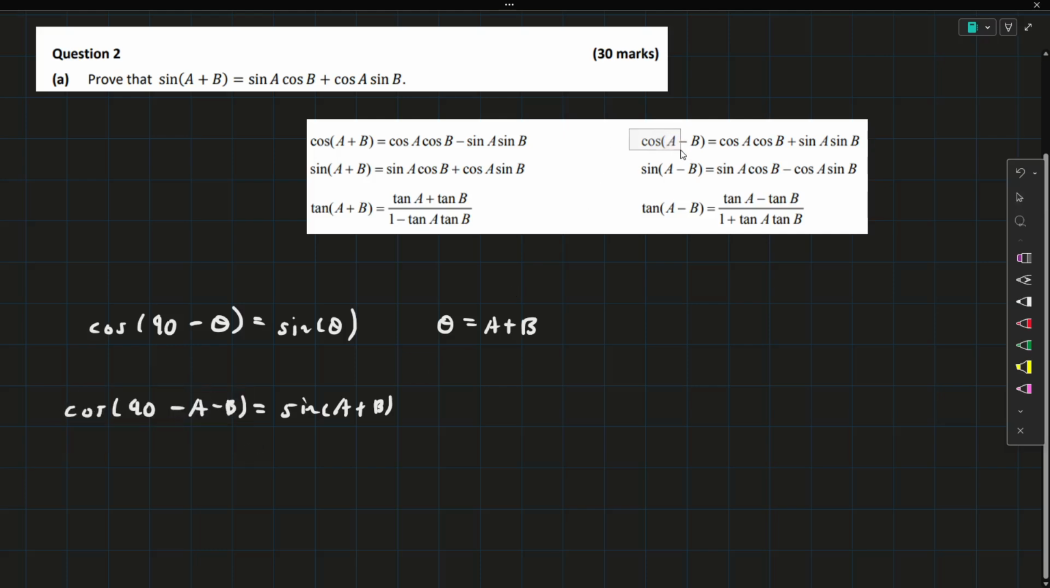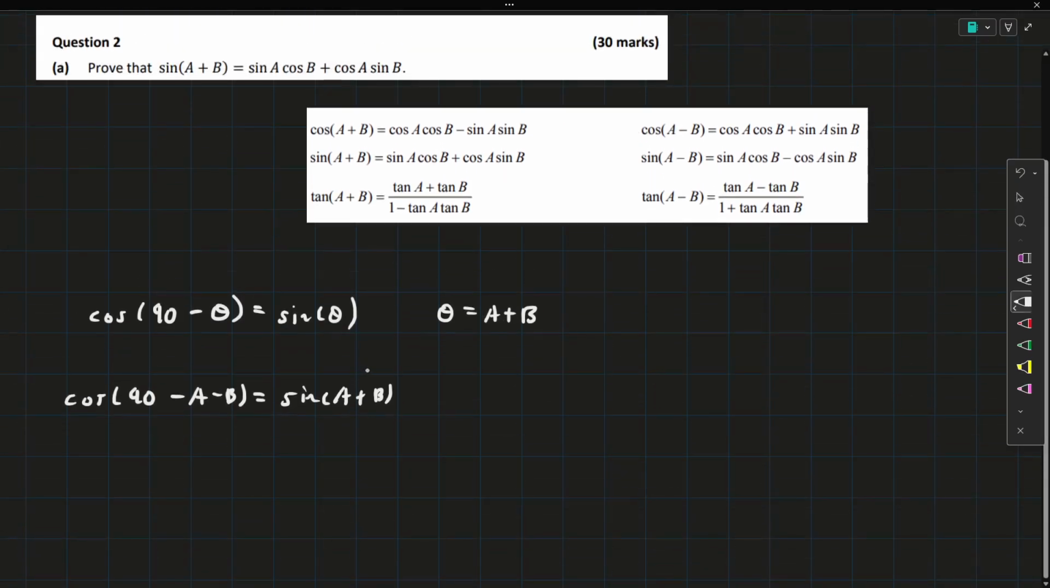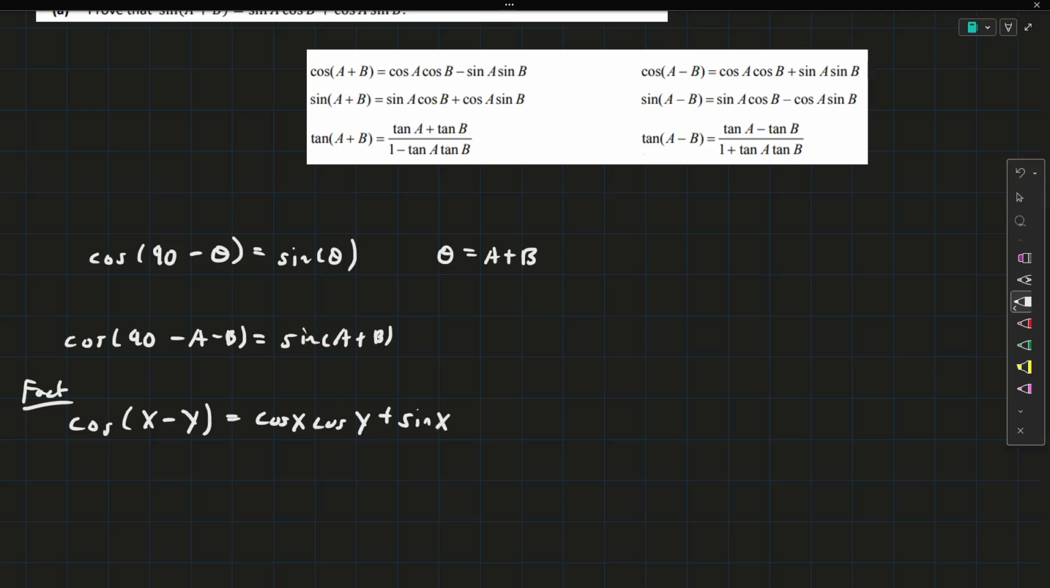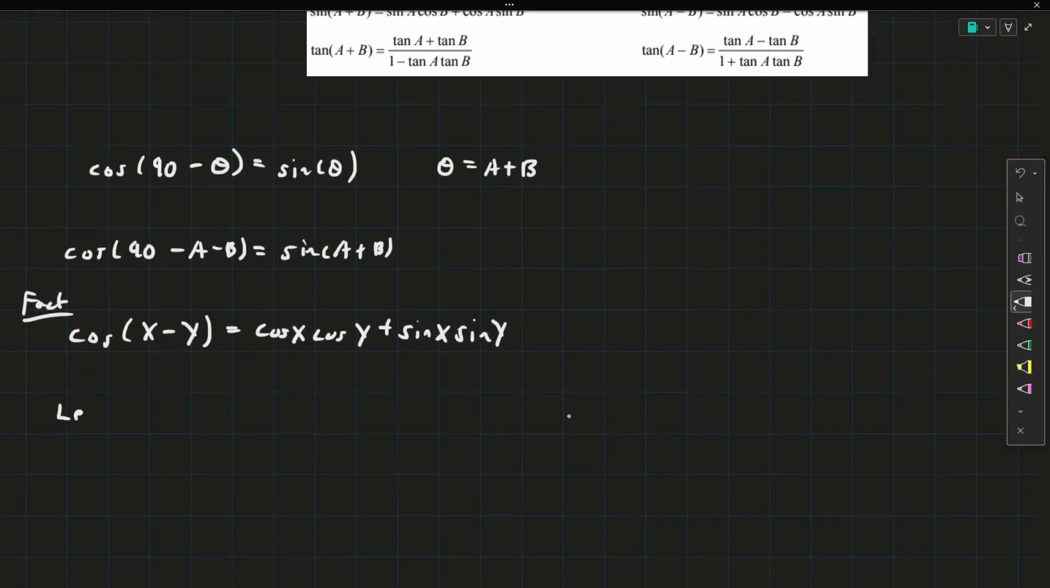So if we look into our equation, what we would like to have is if we replace this a with 90 minus a. So instead of using a and b, I'm going to write this out using x and y just so you don't get confused. So this is a fact for all x and y. So I'm going to say that cos of x minus y will be cos x cos y plus sine x sine y. And again, I'm just doing this so that you don't get confused. So now I'm going to let x be equal to 90 minus a, and y will be equal to b.